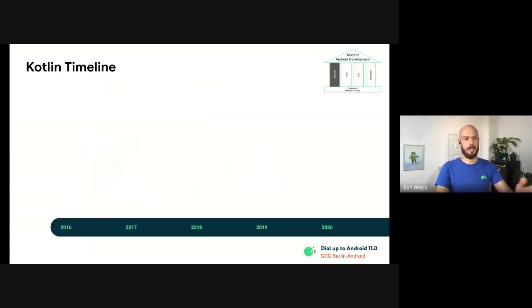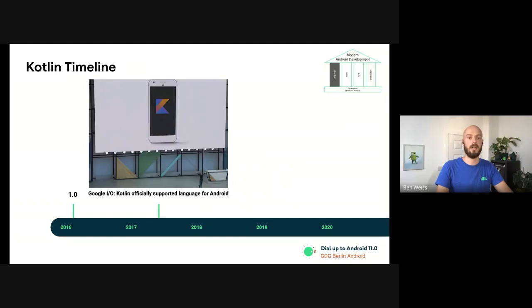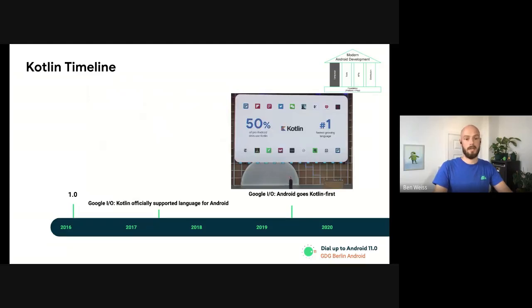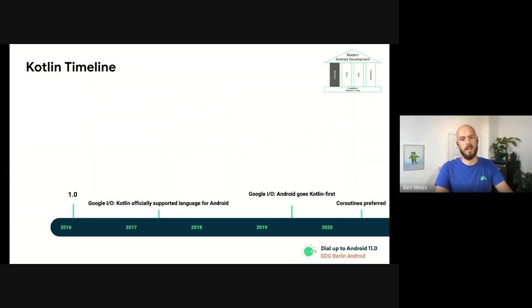But before I just talk over that slide, let's take a look at the timeline. In 2016, Kotlin 1.0 was announced. In 2017 at Google I/O, we announced Kotlin as an officially supported language for Android, as the third language alongside the Java programming language and C++ for native development. At Google I/O 2019, we said we're going Kotlin first and heavily investing in the language. And just recently, we said that we're using coroutines as the preferred way to do asynchronous operations on Android with Kotlin, which is where we currently are.